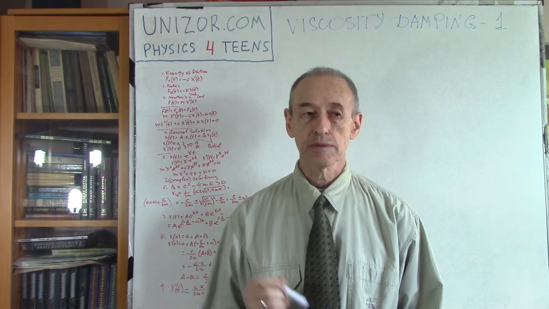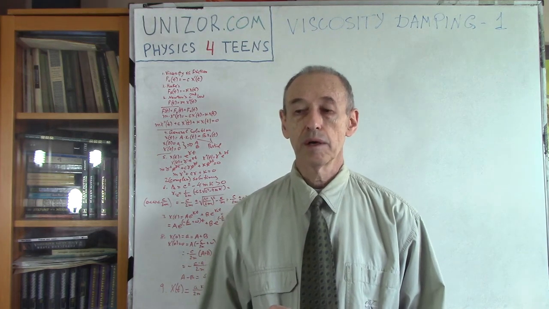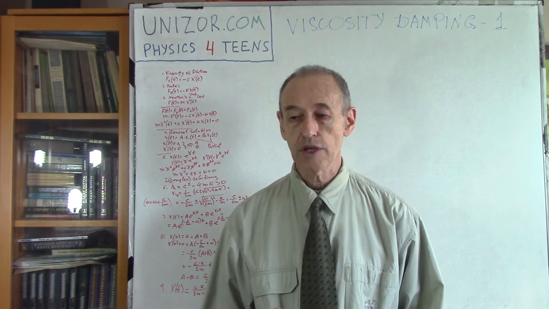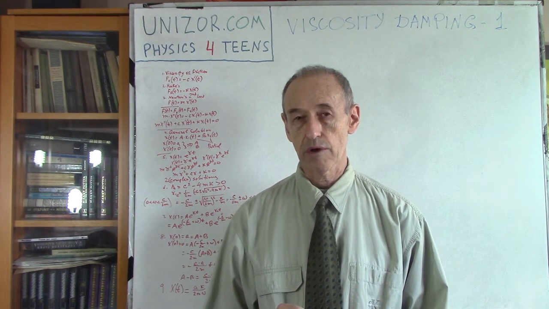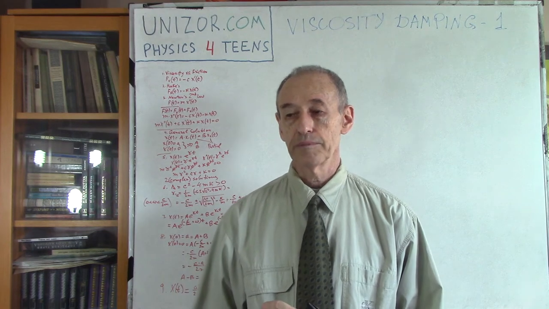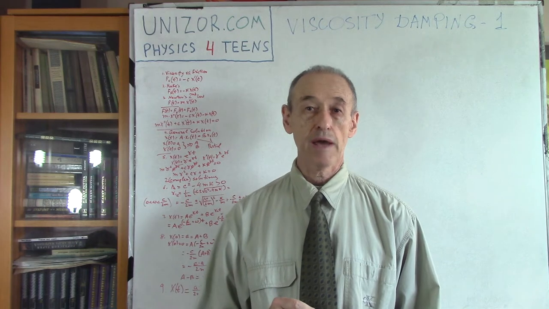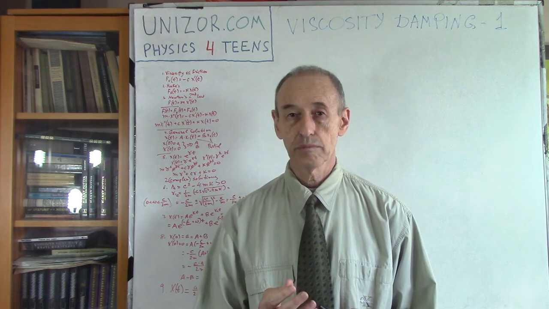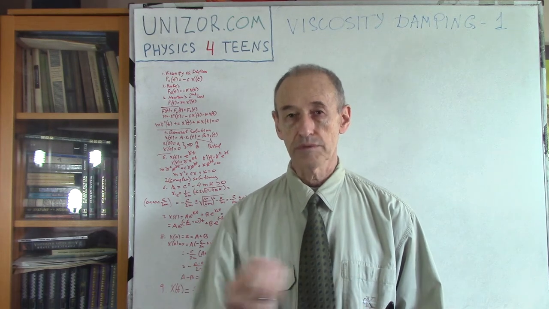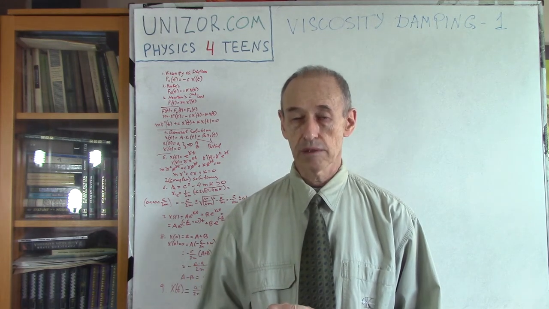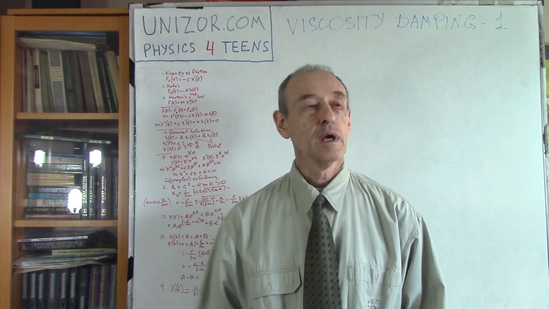Today is the first lecture of a set of three, actually, which deals with oscillations in the viscous environment. Now, an example of a viscous environment is, let's say you have oscillations inside the water. So water is resisting the movement of the object at the end of the spring, and that's basically what we will be talking about.